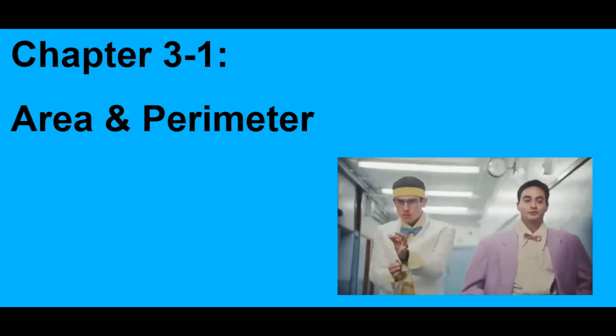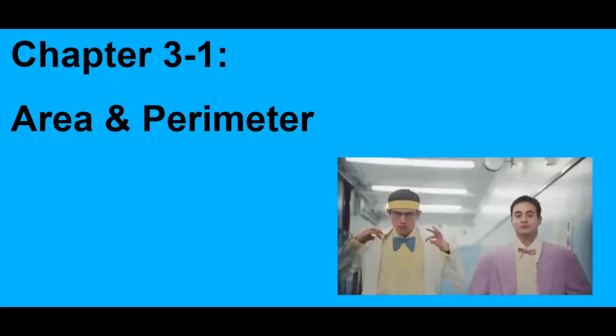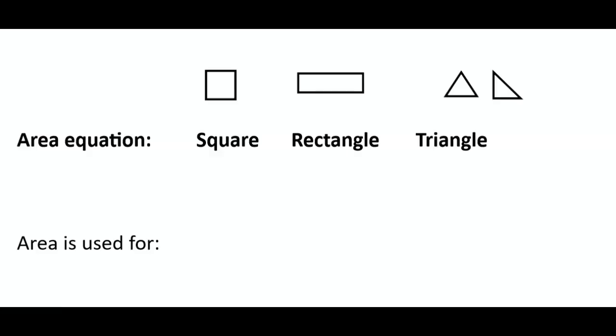So our first instance would be if we were finding the area or the perimeter of something, we would use equations and solve them. So for area, we are going to look at 3 different shapes. We're going to look at the area of a square, a rectangle, and a triangle. So let's look at what the equations are for each of those.